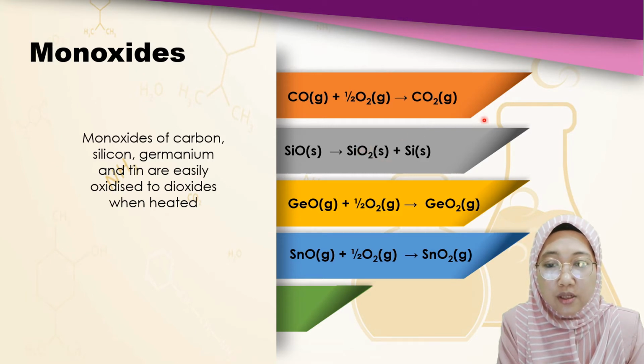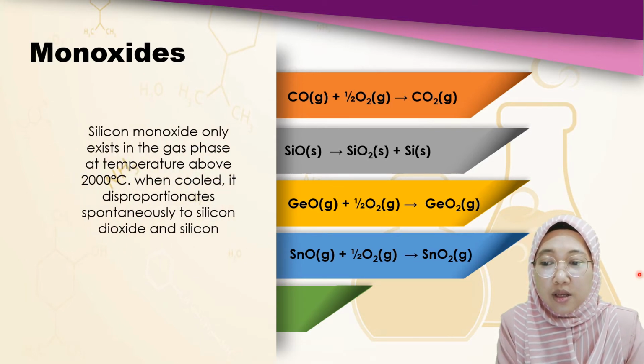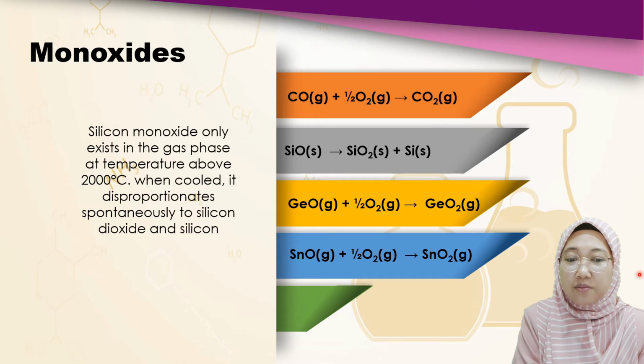Okay, cuma untuk silicon monoxide, dia punya chemical equation dia lain sikit lah berbanding carbon monoxide. Okay, GeO and SnO. Okay, because silicon monoxide only exists in the gas phase at temperature above 2000 degrees Celsius. So when cool, it disproportionates spontaneously to silicon dioxide and silicon.